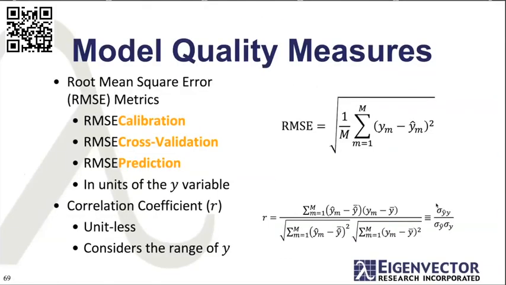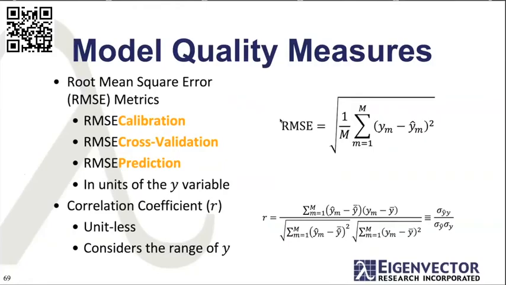We talked about our root mean square error measures, and now a little more detail on these things. So RMSE, root mean square error, we have calibration, cross-validation, and prediction. RMSE can be written like this for all of them. The RMSECV we can break out into the subsets, and I'll show you that shortly. The nice thing about RMSE is that it's in the units of the Y variable, so you have a sense for what the error is in the Y variable, and you can use that to your advantage.